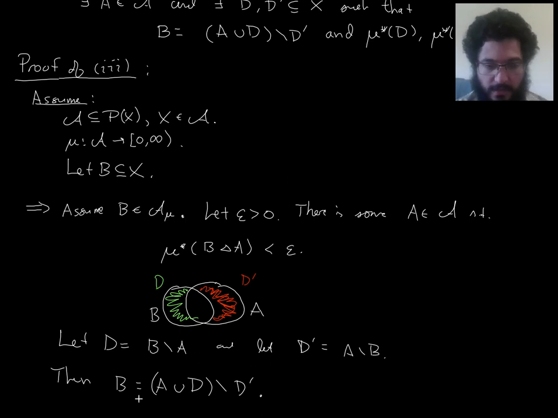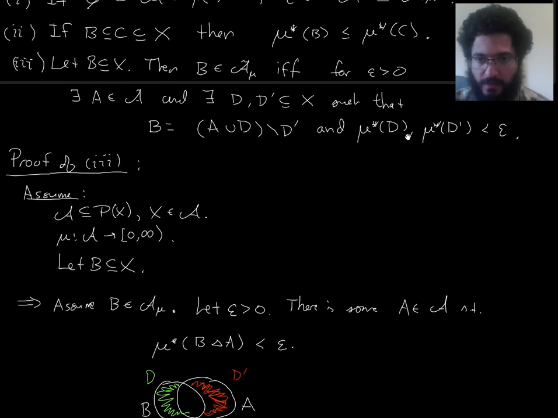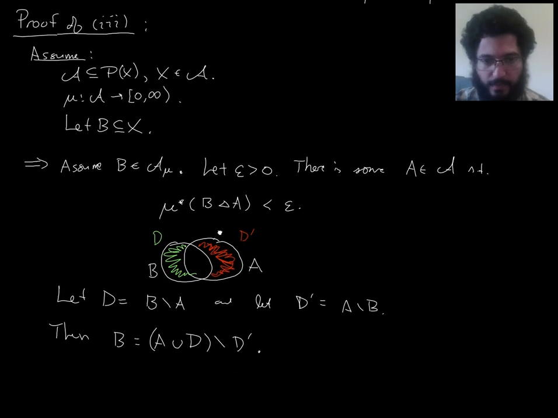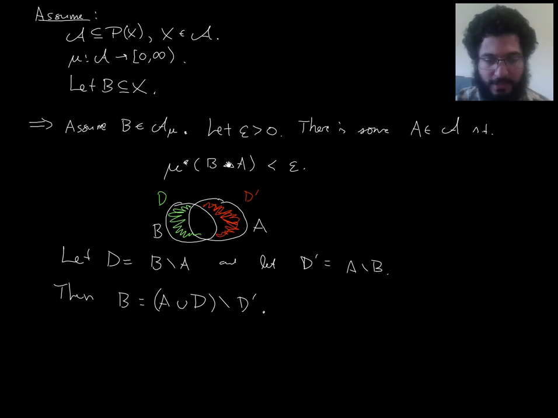So this will be like a Math 8 style set theory proof, and you should just pause and verify it. Chase some elements. Let X be in B, make sure you can show it's in there. Let X be in there, make sure you can show it's in there. Okay, so this should work. Okay, and it still remains to verify that mu star of D and mu star of D prime is small. But what we know is small is the symmetric difference, right? And the symmetric difference by definition is just D union D prime.